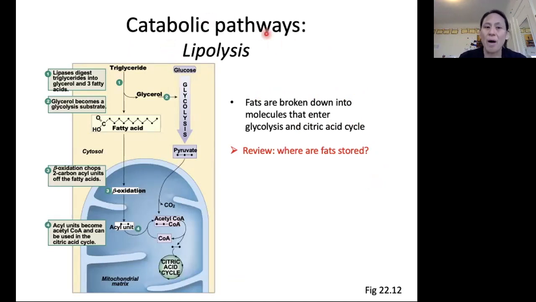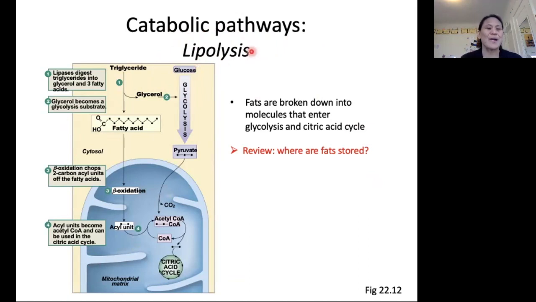The first is lipolysis. Just to look at the word roots again, lipo, you might remember, means fat. Lysis means breaking or cutting. So lipolysis means that we are breaking down fats, okay? This diagram shows you the process of lipolysis. You don't really need to know the details. Basically, I just want you to know what the word lipolysis means.